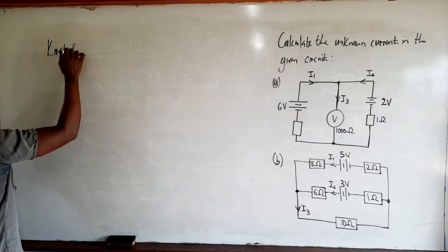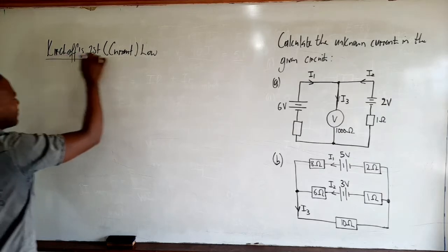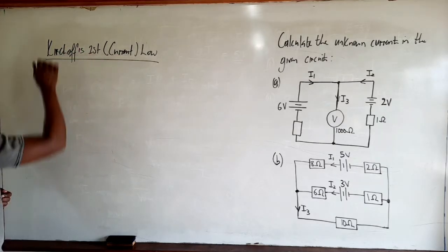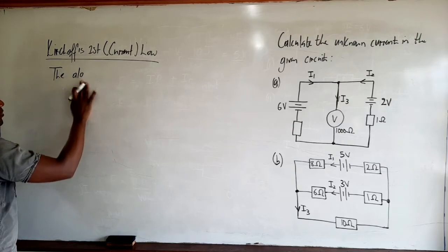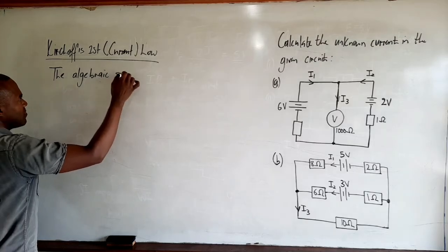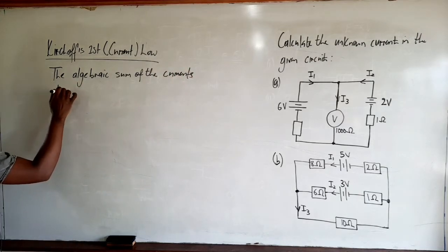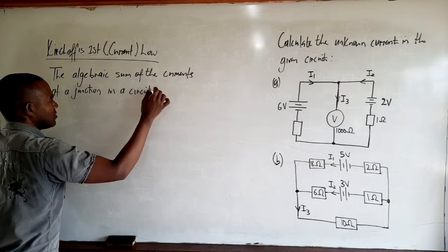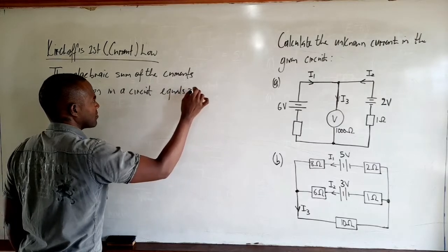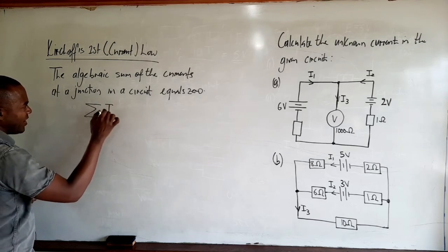Kirchoff's first law is also referred to as Kirchoff's current law, and vice versa. According to Kirchoff's first law, the algebraic sum of the currents at a junction in a circuit equals 0. Mathematically, we may write this as the algebraic sum of I is equal to 0.